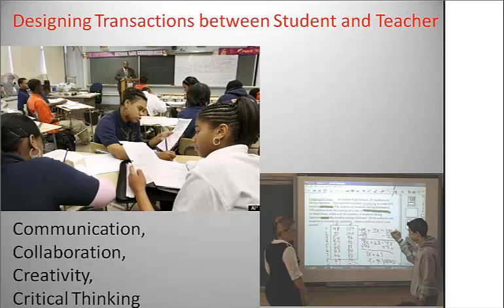And a learner-centered environment is likely to teach 21st century skills of communication, collaboration, creativity, and critical thinking. So there's a lot of rigor there. People take these skills for granted, but they're not. There's a lot of indications that these skills are not something that you just develop on the side.